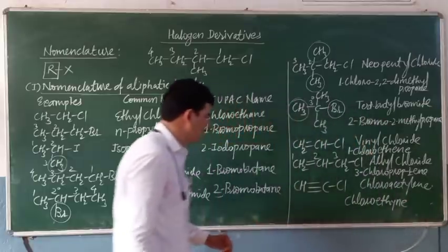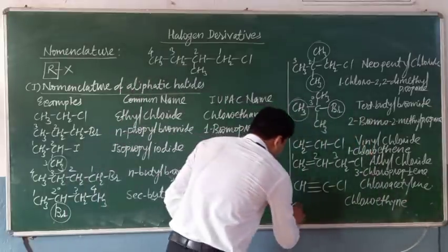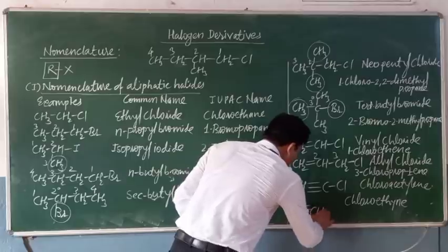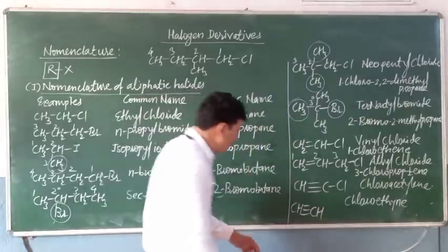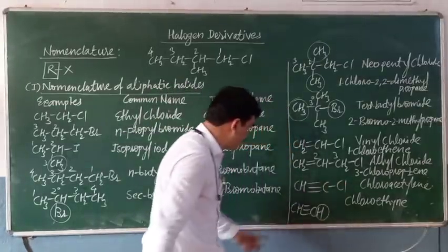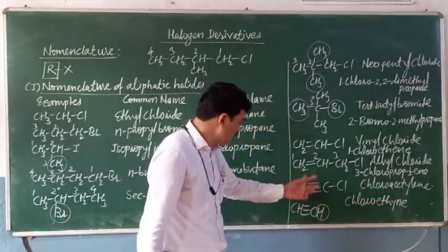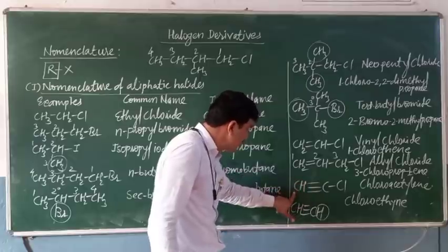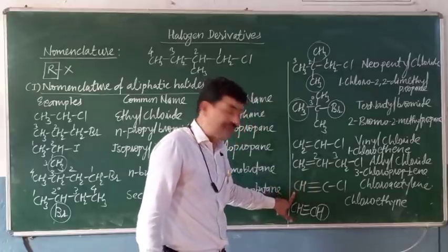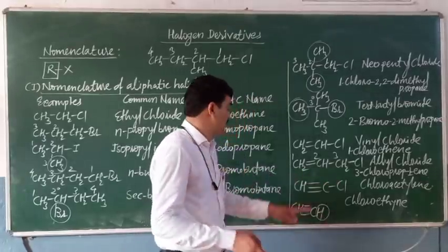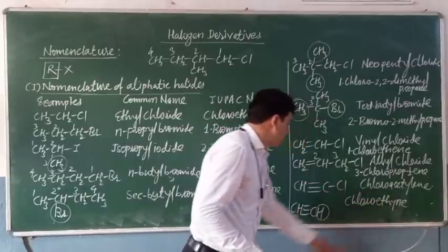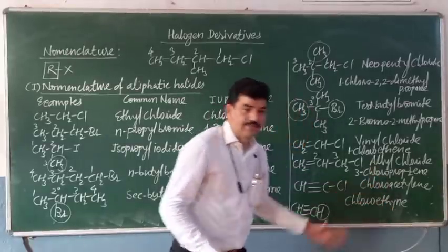The name of the parent hydrocarbon CH triple bond CH is ethyne. Just we have replaced one hydrogen by Cl, therefore it becomes chloroethyne. Or in other words, we can say its parent alkane is ethane, and therefore from the name of ethane, the suffix Ane is replaced by another suffix Yne. So its name becomes chloroethyne.